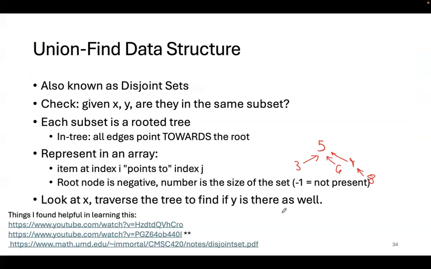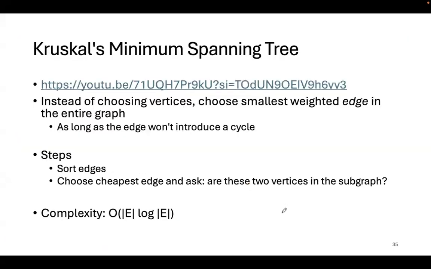Okay, so the union find, that's the nitty-gritty details of how do we answer this general question of how do we check if these two things are in the same subset. But the broader idea is we choose the cheapest edge and then ask that question of, are these two in the same tree already? So we use a data structure called union find or disjoint sets in order to accomplish that.